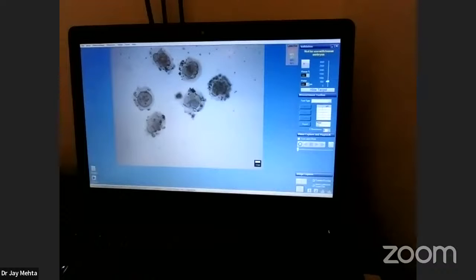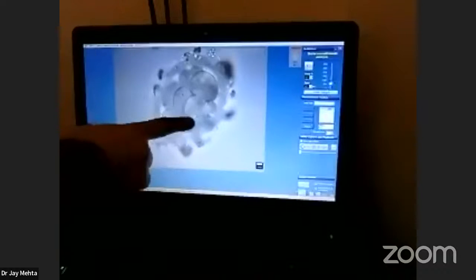Why do I call this an excellent day 3 embryo? Can you see this embryo which has appeared in front of you? In all the planes of the embryo, apart from one small plane, can you see a small fragmentation here? This fragmentation is less than 5% of the embryo. This seems to be a very good day 3 embryo.